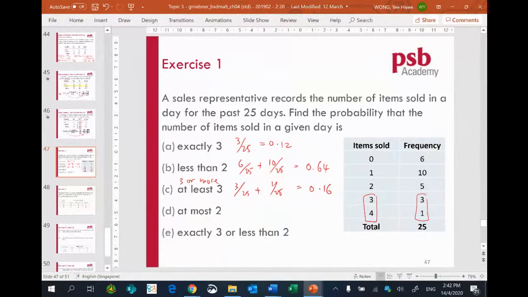At most 2. At most 2 means maximum 2. So anything below. So it will be just 6 plus 10 plus 5 over 25. So it will be 0.84.